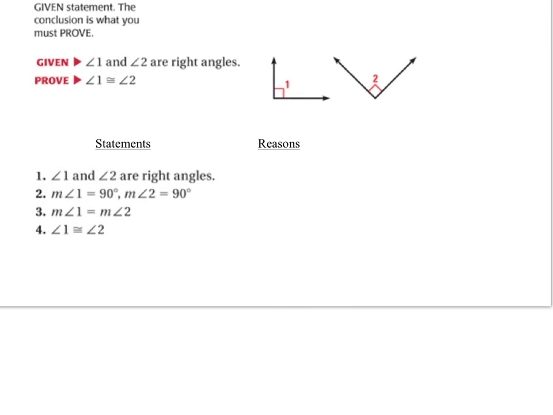So we're going to draw a picture. We have two right angles, angles 1 and 2, and I'm trying to prove that angles 1 and 2 are congruent. So my first statement says 1 and 2 are right angles. Well, that's my given. Saying that their measures are 90 degrees is the definition of right angle.